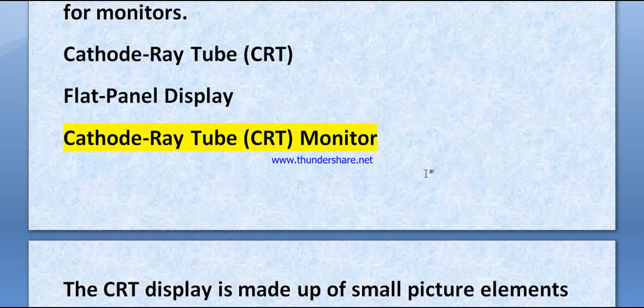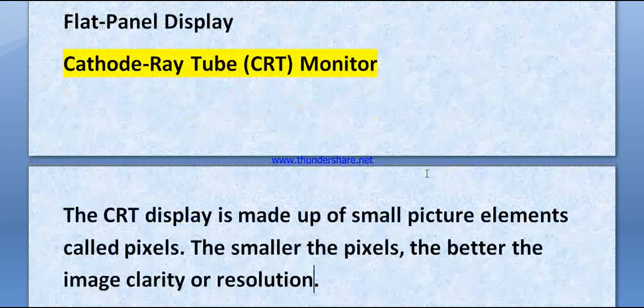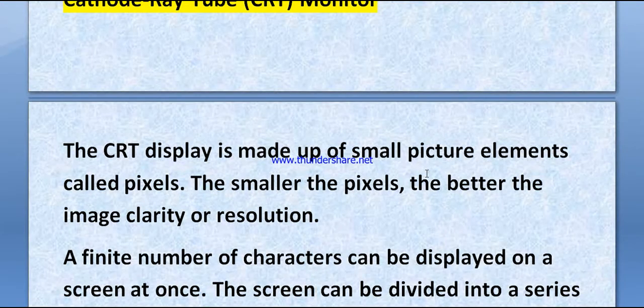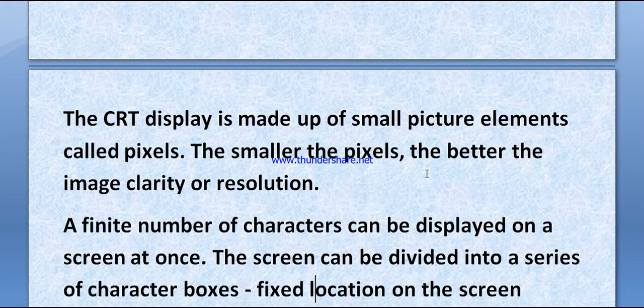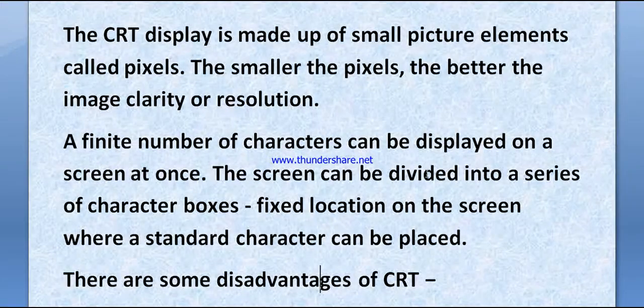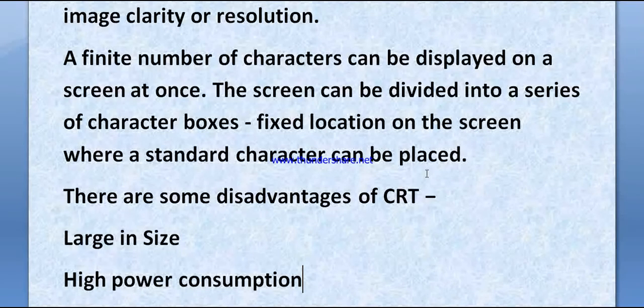कैथोड रे ट्यूब में अगर हम बात करें तो पिछला जो मॉनिटर आता था वो CRT होता था। The CRT display is made up of small picture elements called pixels. The smaller the pixels, the better the image quality or resolution. So a finite number of characters can be displayed on a screen at once. The screen can be divided into a series of character boxes, fixed locations on the screen where a standard character can be placed. And there are some disadvantages of CRT: large in size and high power consumption.